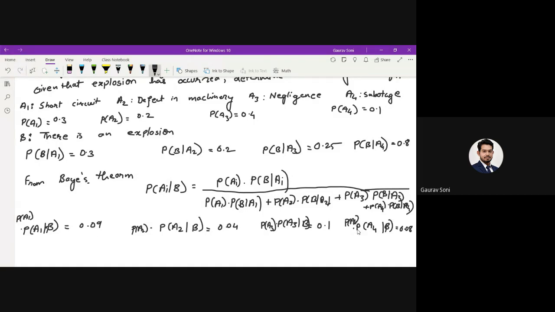So once we have this, our denominator is common. What is the denominator? Summation of P of Ai into probability of B given Ai, where i is running from 1 to 4. The summation is common for all of them, and we just have to multiply these two things: 0.3 into 0.3 plus 0.2 into 0.2, and so on. It comes to 0.31.